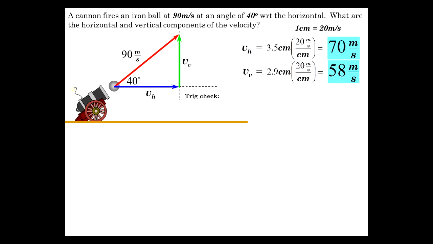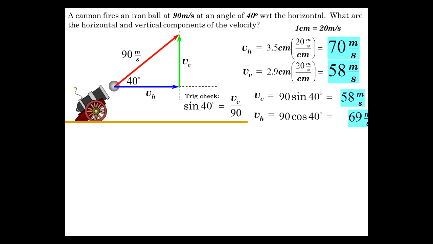We could check this with trig. Since this is right angle trig, it really does lend itself to using it. So sine of 40, the sine of this angle, is opposite, v vertical, over hypotenuse, the original speed. That's v vertical over 90, so v vertical is 90 sine of 40, which is 58 meters per second. Yay! How about the horizontal? Horizontal, 90 cosine of 40, which is 69. So we see we have a validation there for our answers.